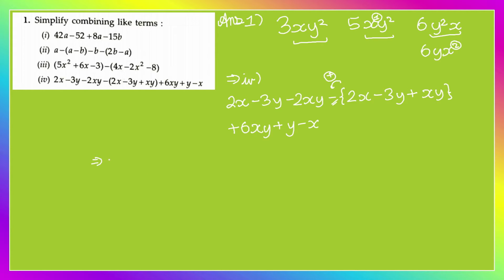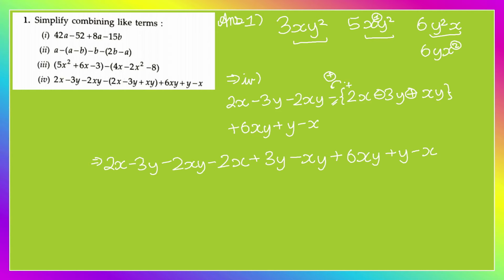So I can rewrite this equation as 2x minus 3y minus 2xy, then minus 2x, plus will change into minus, then we have plus 3y minus xy plus 6xy plus y and minus x. In this case, I have changed all the signs, and the first sign will also change. It was plus before, now it has become minus. So like this. Now we are going to group the like terms.